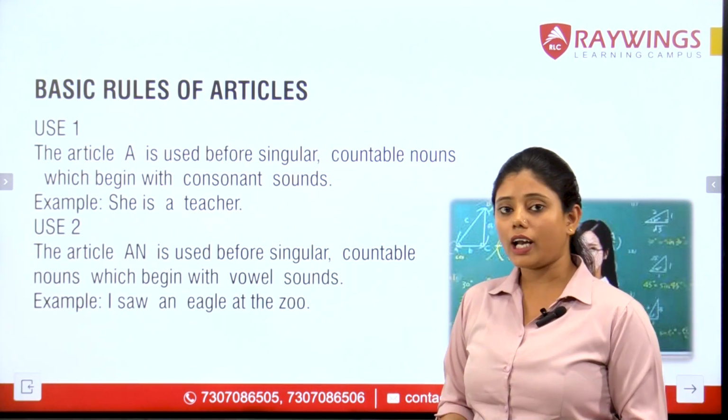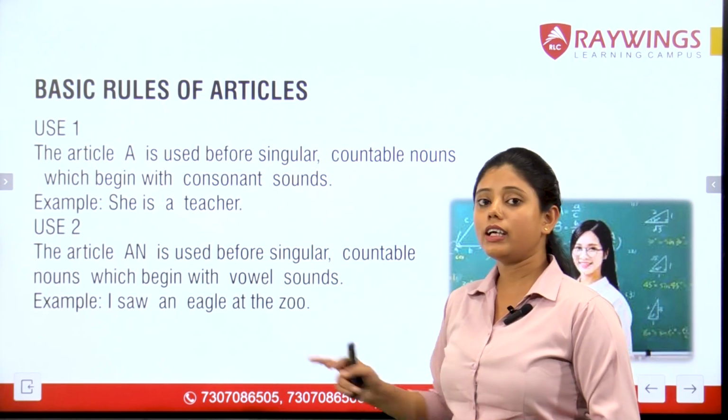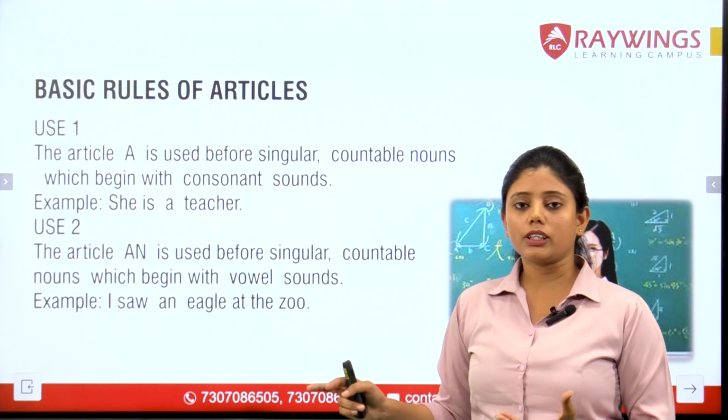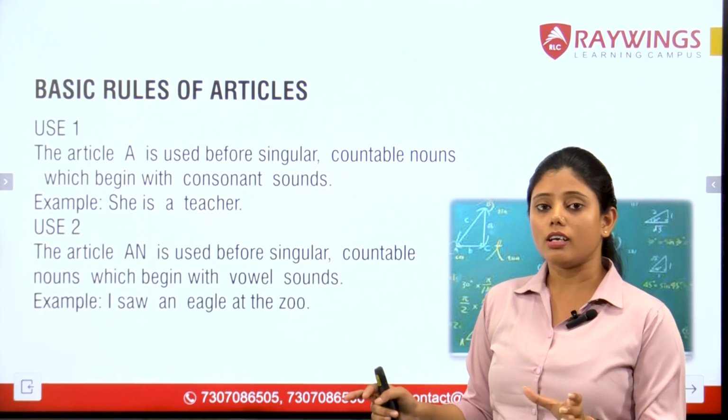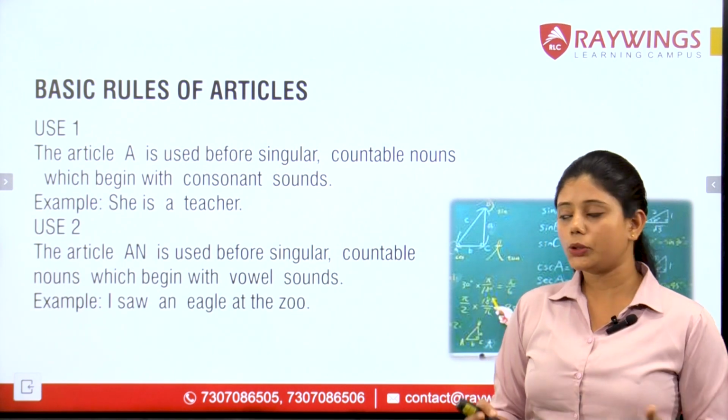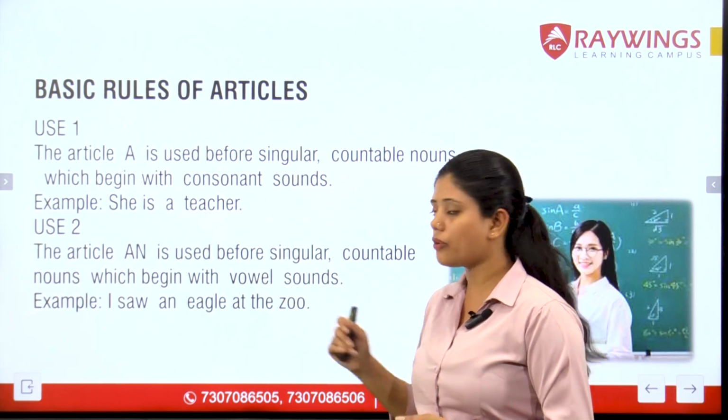Right now, the noun which we are using is eagle. And how are we pronouncing it? The first sound coming is E. E is a vowel. That's why we are using the article "an" with it. Clear?